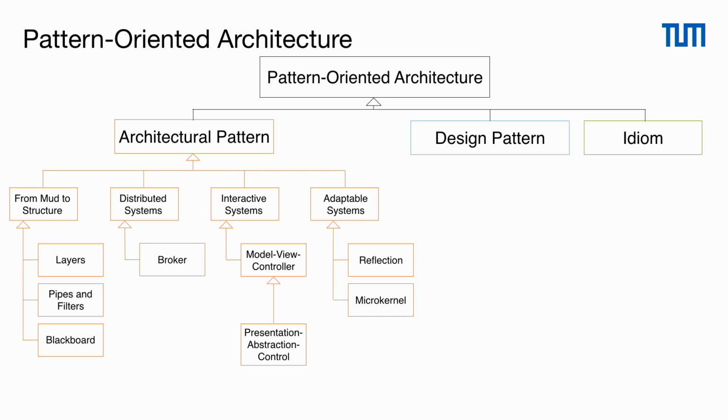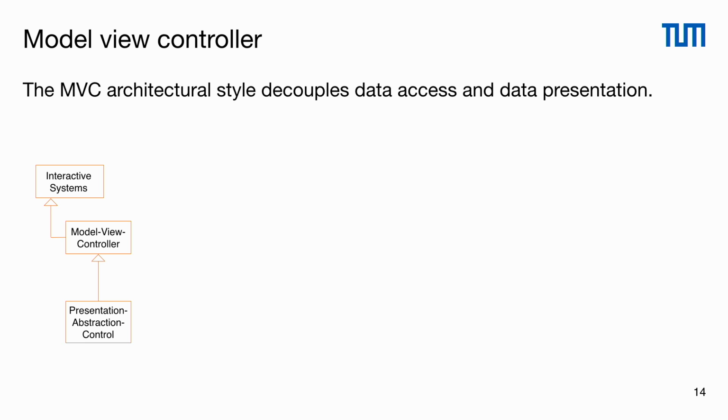We're moving now to the very famous model view controller architectural style, which you will find quite often. The MVC architectural style decouples data access, our entity objects, and the data presentation, our boundary objects. Subsystems are classified into 3 different types.